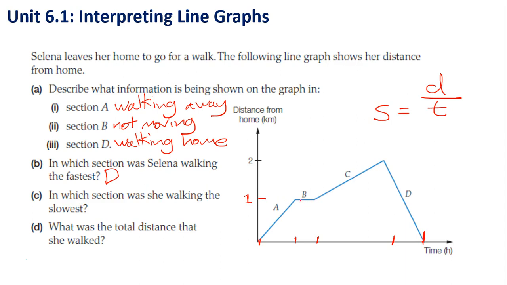Well, she wasn't moving at all in section B, but where she was walking the slowest was in this one, section C, because she's covered about a kilometer in quite a long period of time. So that's when she was walking the slowest. And the final part, what was the total distance that she walked? Well, she started at home at 0 kilometers, then she's walked 2 kilometers away from home, but then she's turned around and come back to 0. So she's walked 4 kilometers in total.